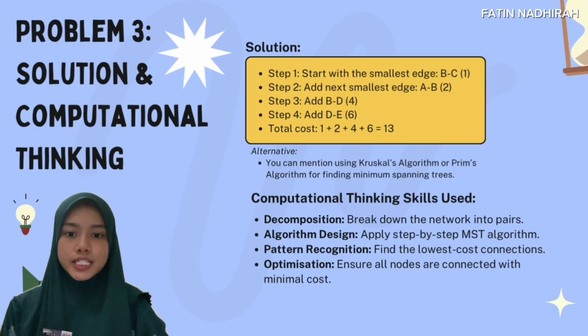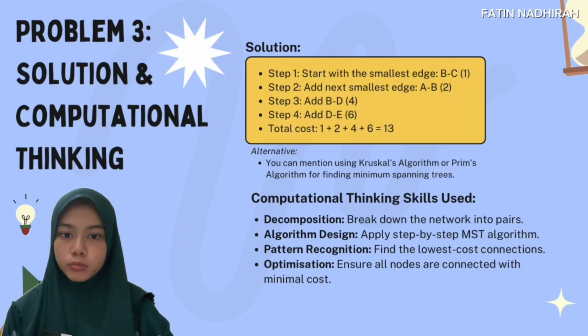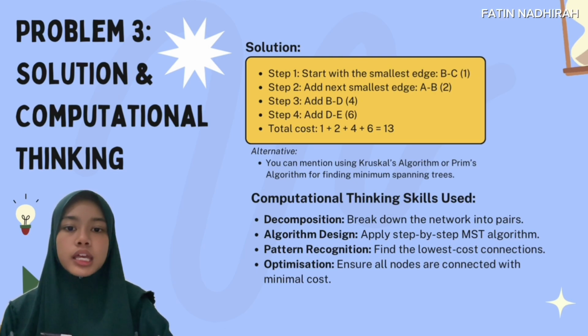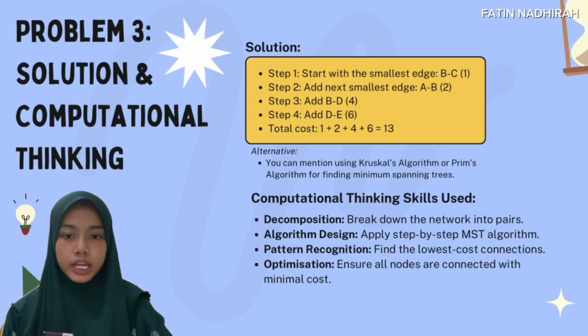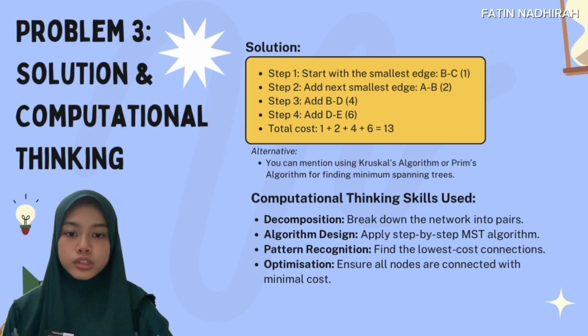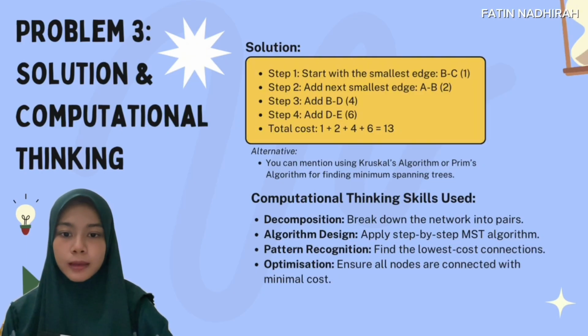We will start by listing all the connections in order of increasing cost. First, B to C cost equals 1, A to B cost equals 2, A to C cost equals 3, B to D cost equals 4, C to D cost equals 5, D to E cost equals 6, C to E cost equals 7. Now, we select the smallest edges step by step, making sure we don't form any cycles.